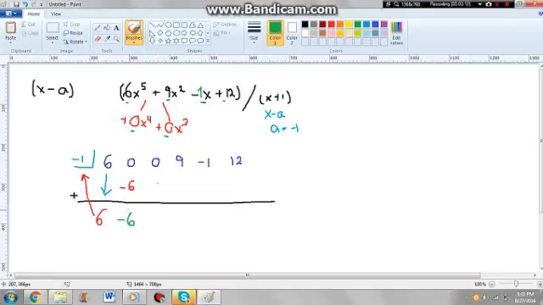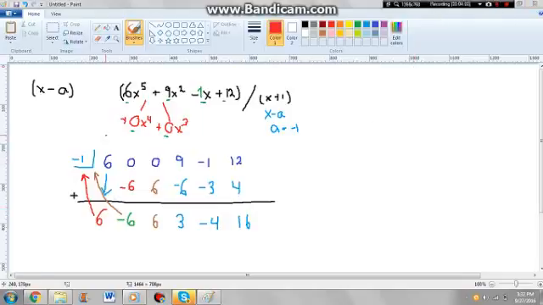Now, what do you do with that 6? You do the same thing you did with the first 6. So 6 times 1 equals 6, and 0 plus 6 is 6, and then you do the same process. 6 times 1 is 6, 9 plus 6 is 15, 15 times 1 is 15, -1 plus 15 is 14, 14 times 1 equals 14, and 12 plus 14 is 26.